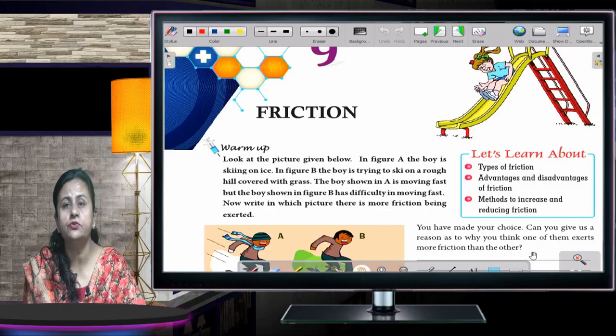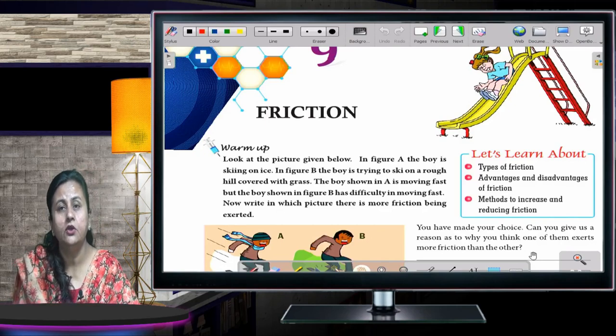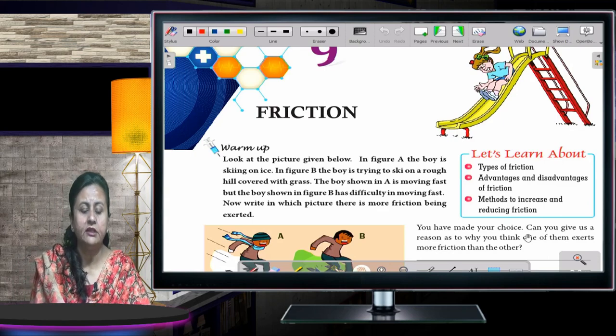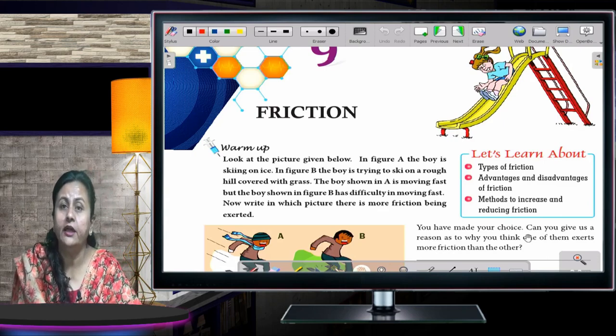As you can see on your screen, the topic is friction. So children, I'll start with the chapter. Let me tell you first what friction is. Friction is a force. It is a force that resists the sliding or rolling of one solid object over another.